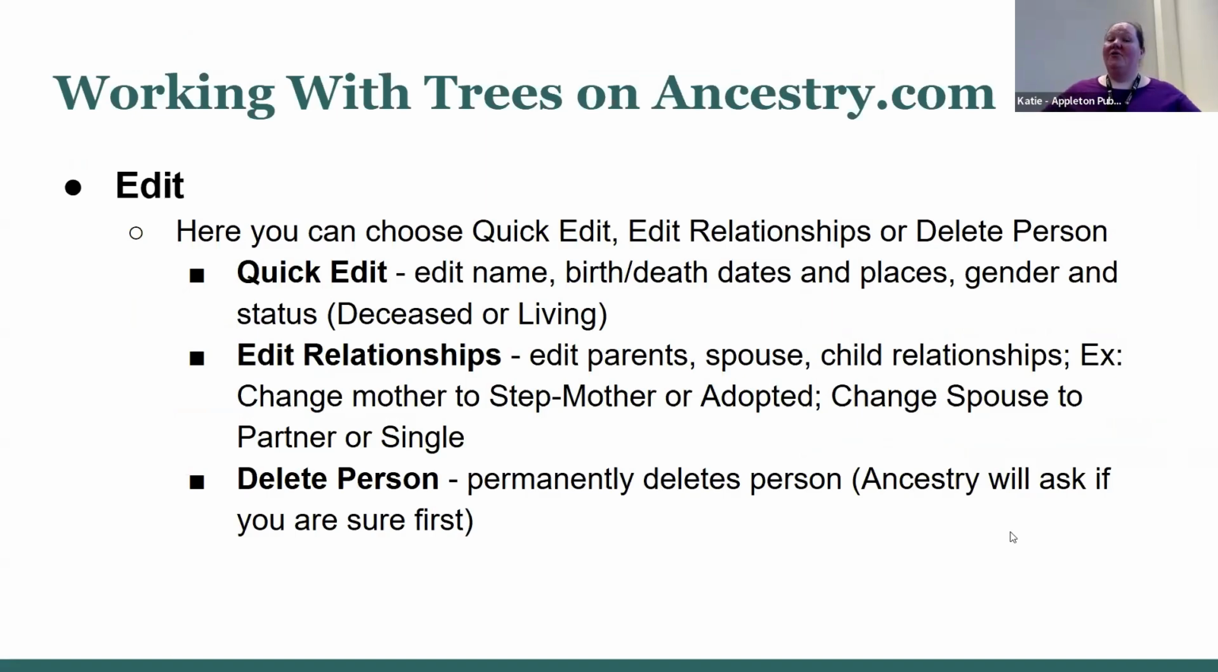And then there's an edit spot. So this is where you can choose to quick edit things about this person. So if you mistyped their birth date, or you need to add a little bit more information after you learn a little bit more information, you can quickly edit their name, their birth and death date and places, their gender, their status, if you need to mark them from living to deceased, or if you need to edit their relationships. Maybe they have a stepfather that you want to edit that relationship and make sure it says stepfather and not biological father, or edit the spouse or child relationships.